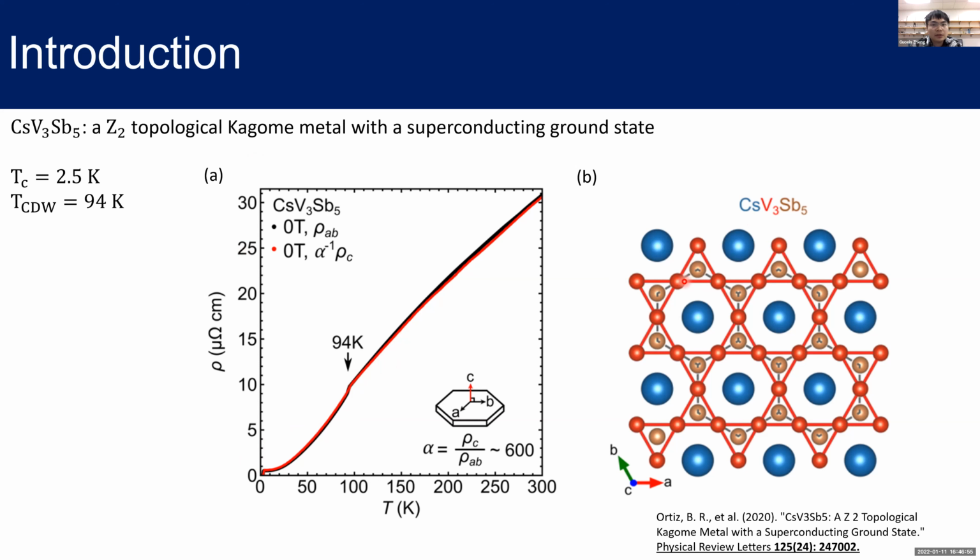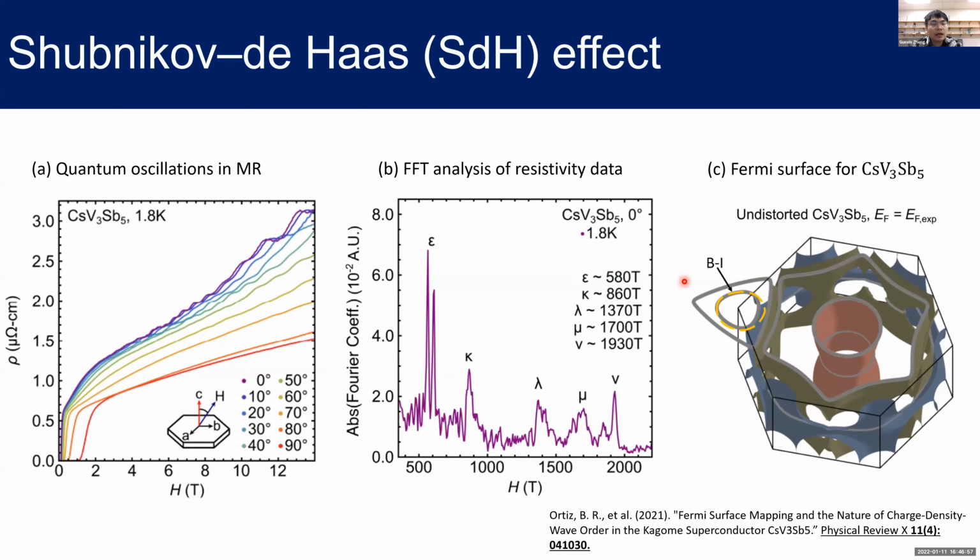And the UCSB group, the Stephen Wilson group, did a great job in the measurement of this material. They first did the SdH effect measurement, the quantum oscillations in the magnetoresistance. Figure A here shows the resistivity under the magnetic field. And here we can clearly see the quantum oscillations. And figure B here is the FFT analysis of resistivity.